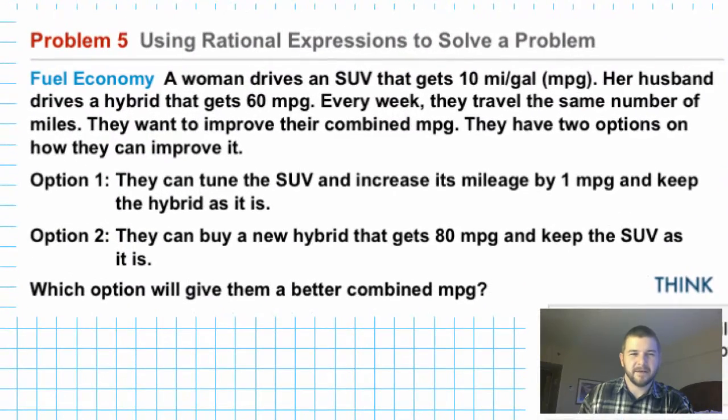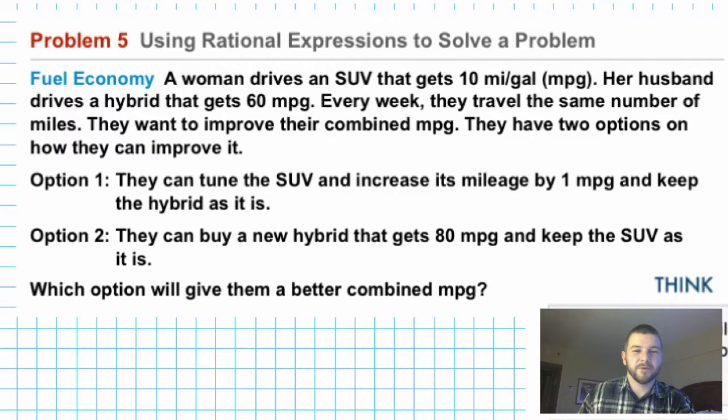Example problem number 5. Let's apply this stuff to real life. Using rational expressions to solve a problem. Fuel economy. A woman drives an SUV that gets 10 miles to the gallon. That's miles per gallon, or mpg. Her husband drives a hybrid that gets 60 miles per gallon and looks really cool. Every week, they travel the same number of miles.